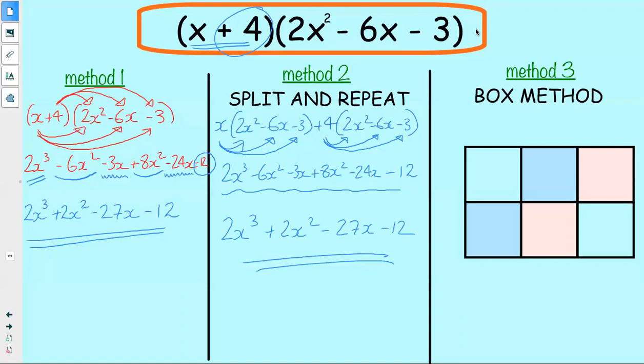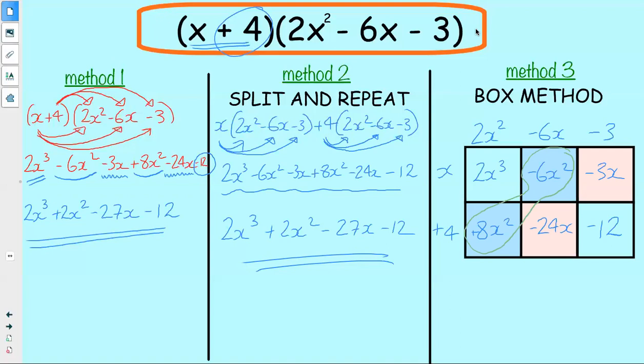And the box method. So we'll put this second bracket here and the first bracket here, and you're basically finding the area of each of the boxes. So 1 here becomes 2x cubed, negative 6x squared, negative 3x, positive 8x squared, negative 24x, and a negative 12. And again, with the box method, you can see that I've highlighted these two boxes here with the x squared terms, and it should simplify.